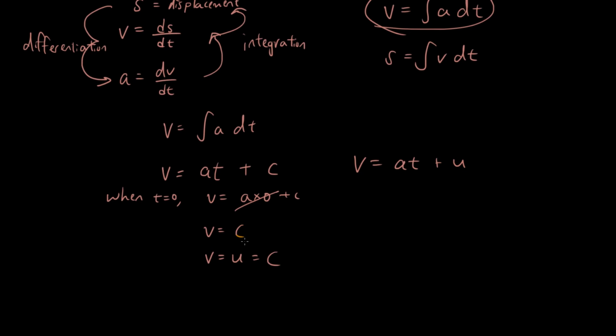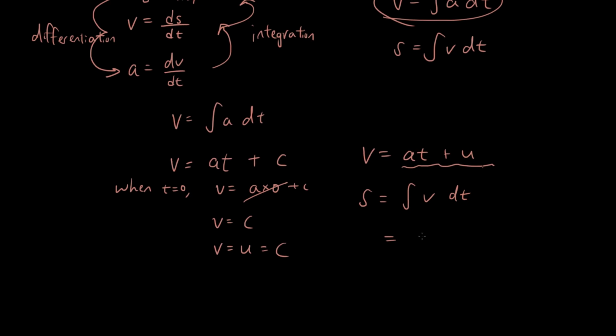Now that we've done the first equation, let's develop the second equation. We have the displacement is equal to the integral of v with respect to time. If we integrate the integral of at plus u with respect to time, and follow the rules for integration, we will get at squared over 2 plus ut, because u is a constant, plus c.